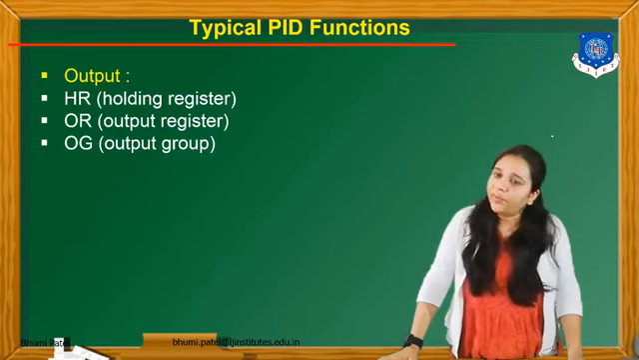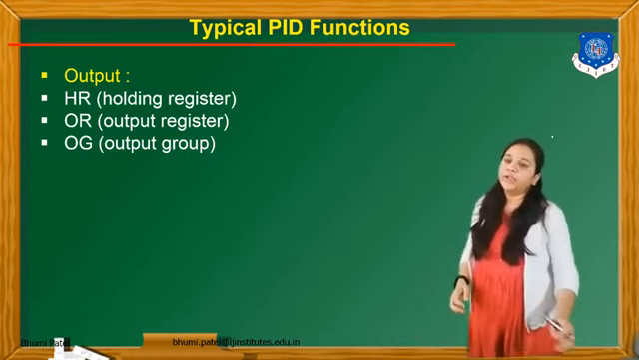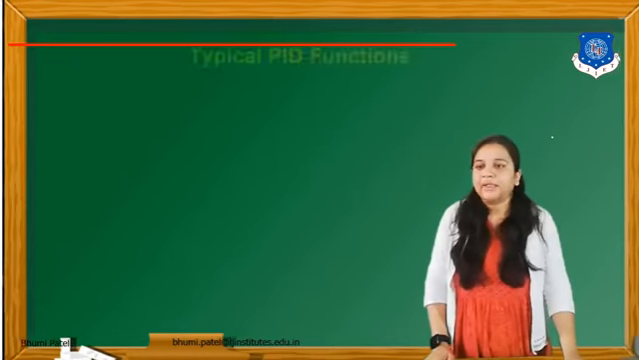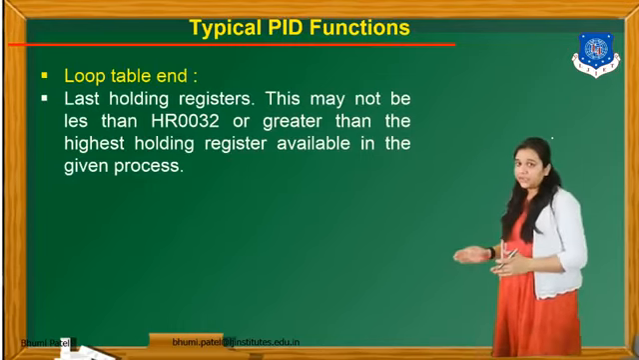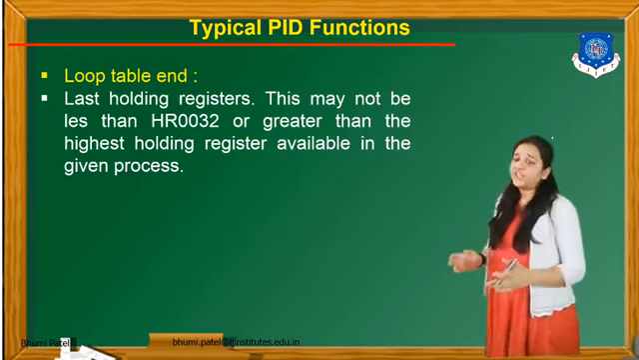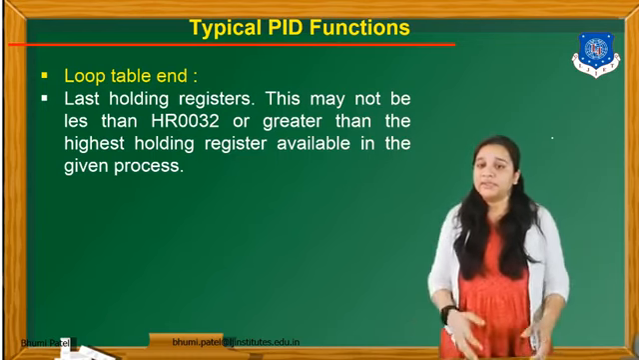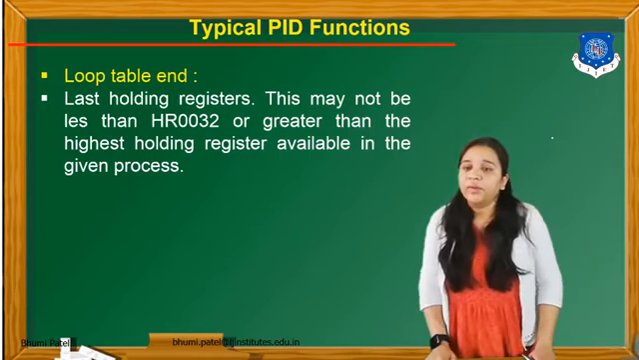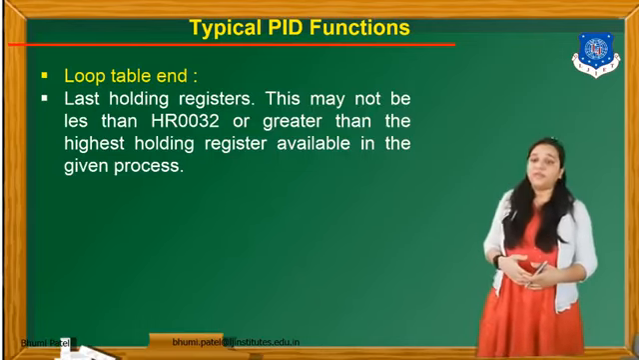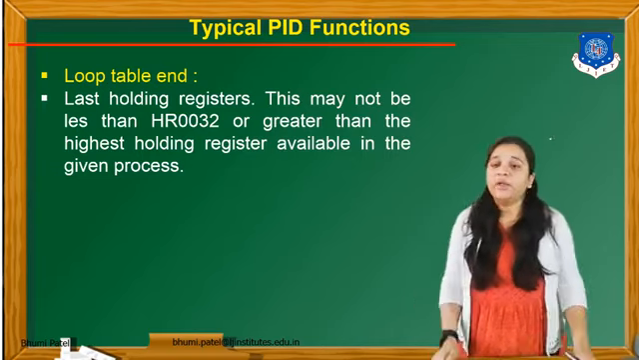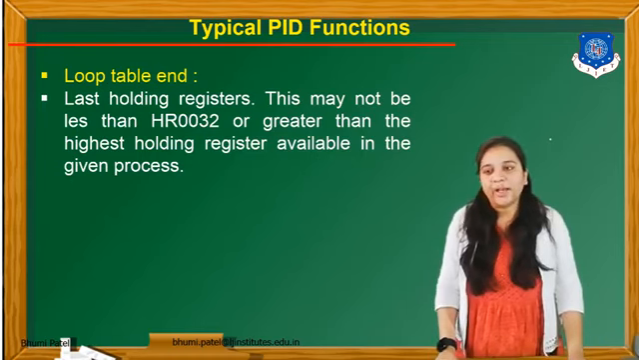If we get the proper output, we can store the data in the OR output register or the OG output group. And the last one is the loop table end. It is the last holding register. This may not be less than HR0032 or greater than the highest holding register available in the given process. So using this loop table end, we can easily identify that this is my last holding data. After that there is no process using this programming.